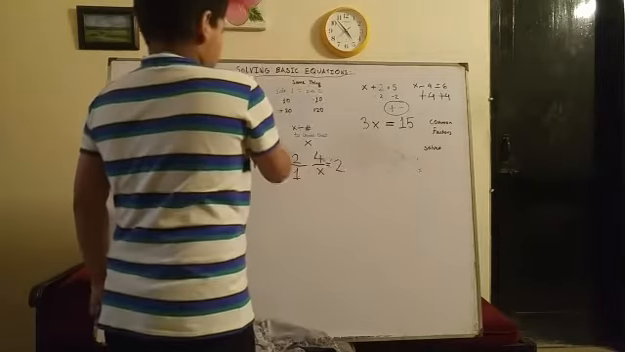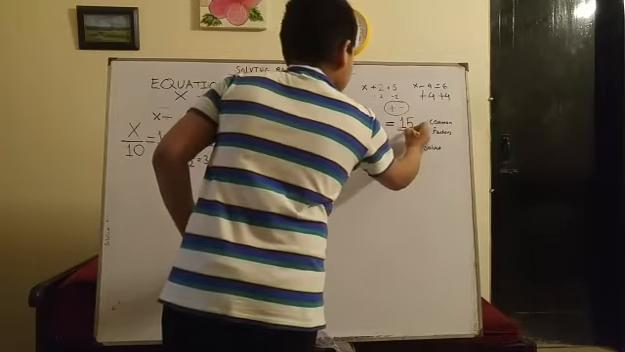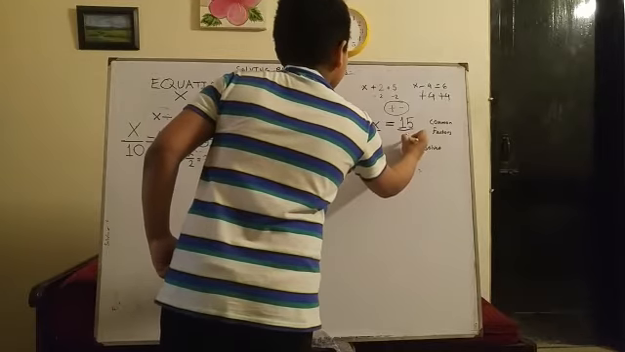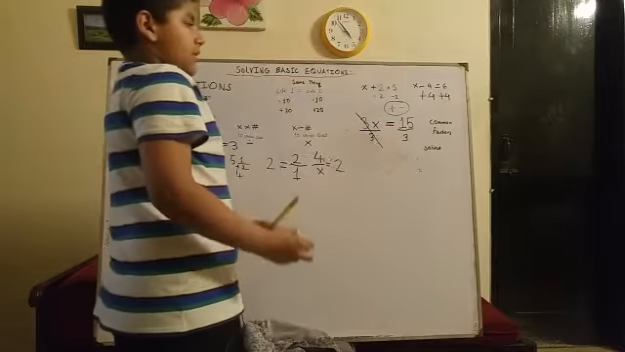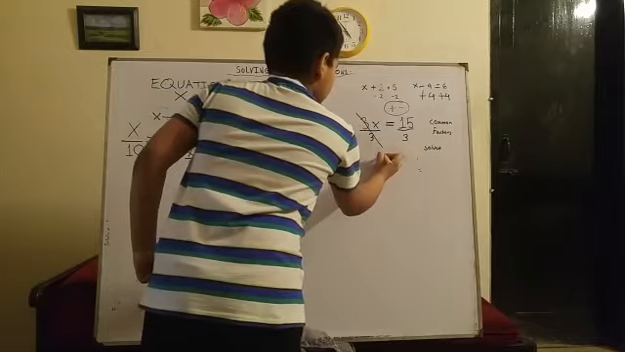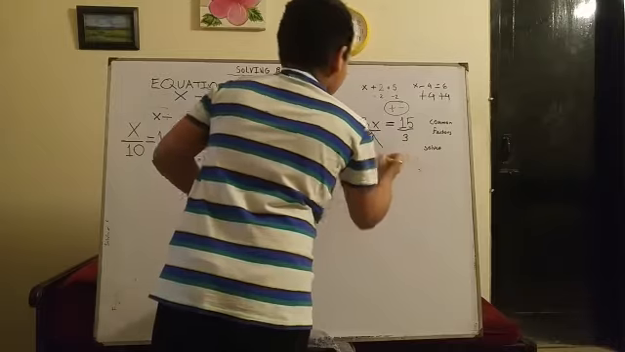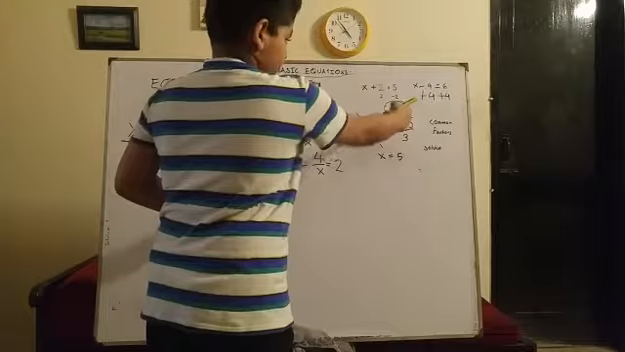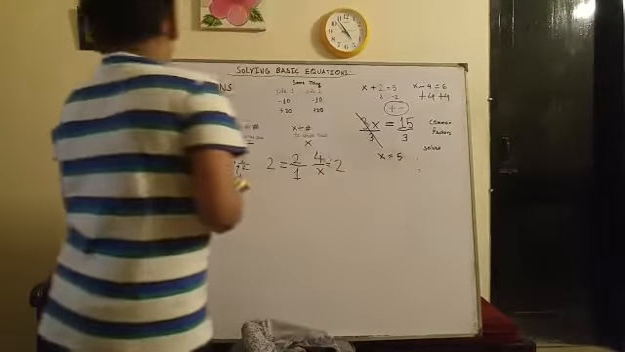To undo that we need to do division. So let's divide both sides by 3. Here we can see that both 3's cancel. This is like cancelling common factors. So here we see x being equal to 5, because 15 divided by 3 equals 5. Now this equation is solved.